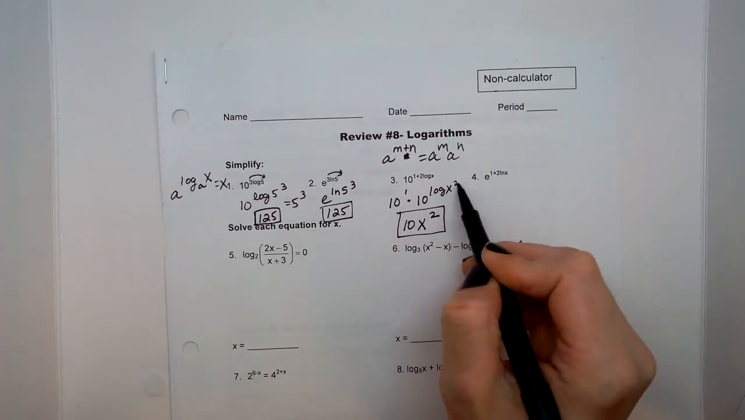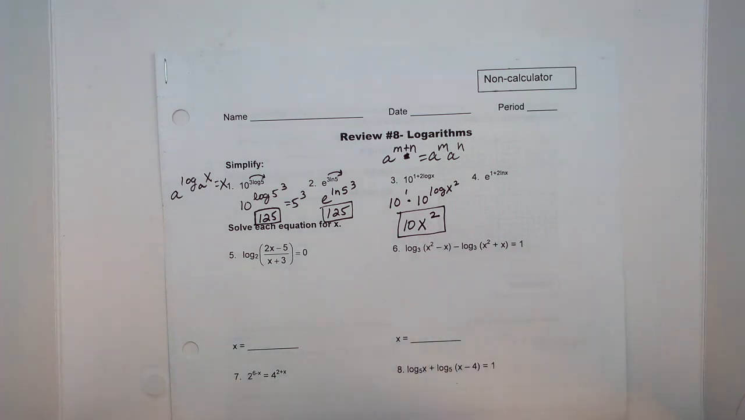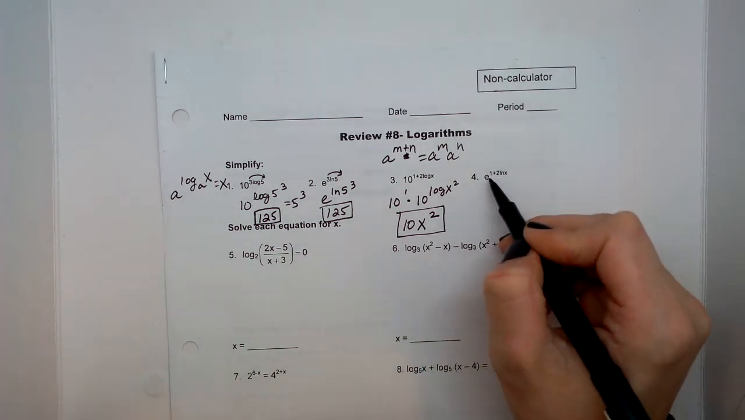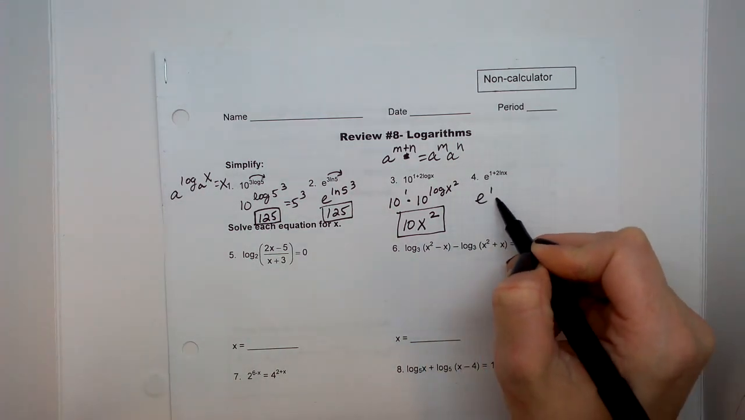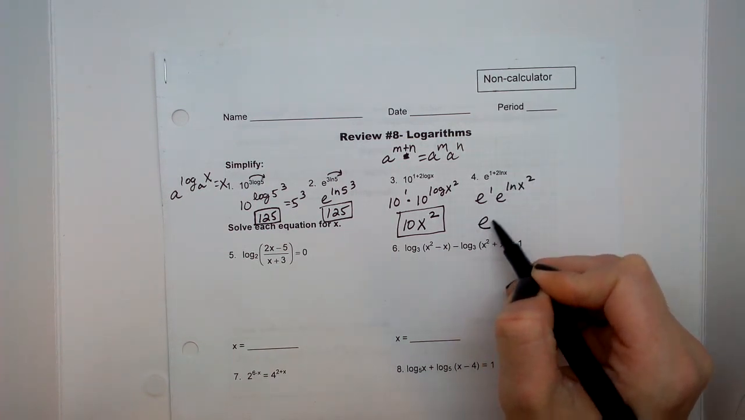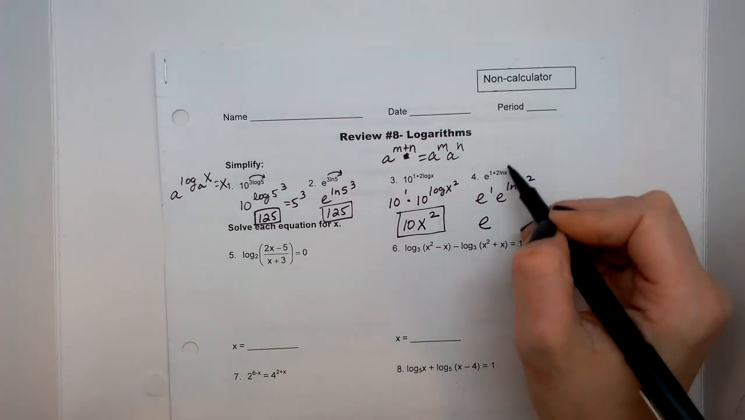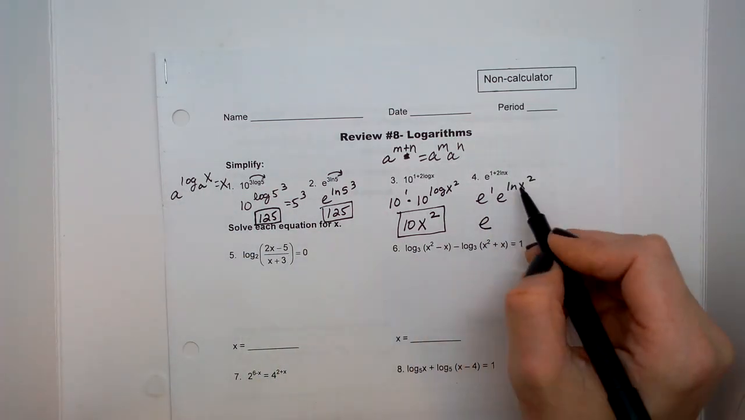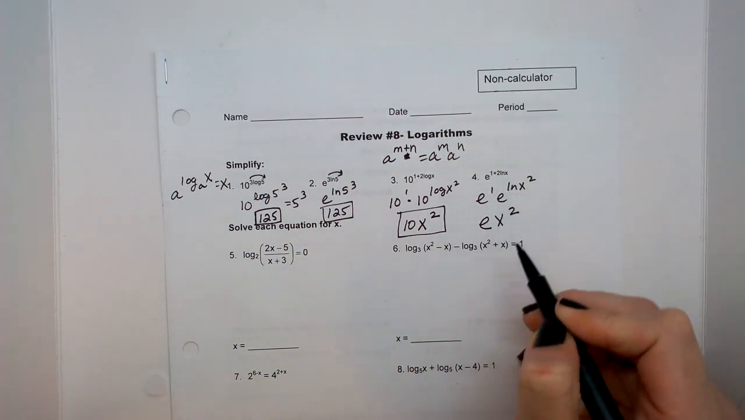Okay, it's whatever follows the log that's going to be your simplified version. Same thing here. We have e to the 1 times e to the ln x squared. So we'll bring down the e to the ln x squared. Same rule, a to the log base a of x. So we have x squared.